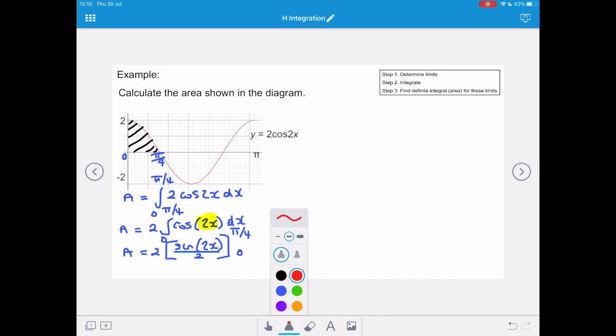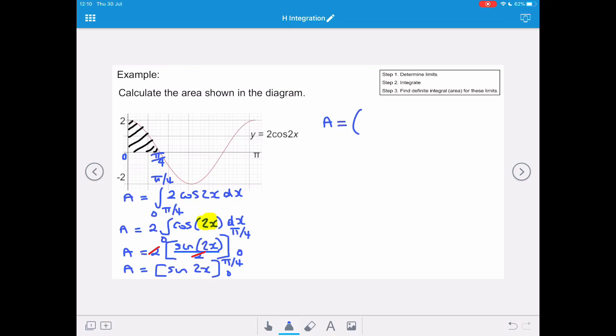So the next thing we need to do is simplify that. So area is going to equal sine of 2x between the limits of pi over 4 as our upper limit and 0 as our lower limit. So we need to substitute these values in to find our definite integral and therefore our area for our y equals 2 cos 2x curve.